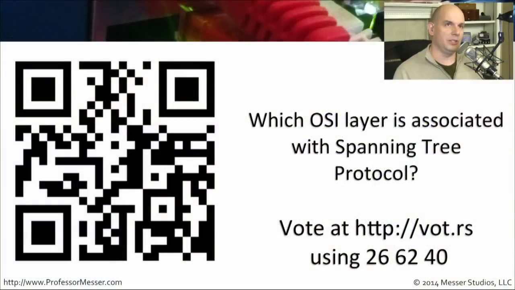I have other questions for you, so don't answer in the chat room. This one's specifically associated again with the OSI layers. I had a lot of questions about the OSI model this particular month, so I thought it would be good if we talked about the OSI model and what our options are. The question I have for you is which OSI layer is associated with the spanning tree protocol? This is another one of those times where you have to know what the spanning tree protocol is, and then figure out what the spanning tree would fit into from an OSI model perspective. So go to vot.rs and go to 266240 to vote on that, or you can click the QR code.